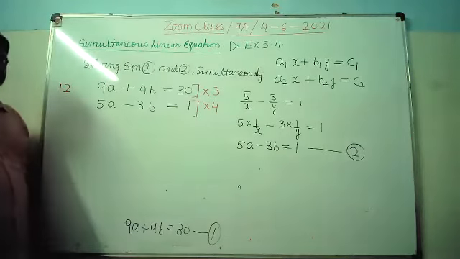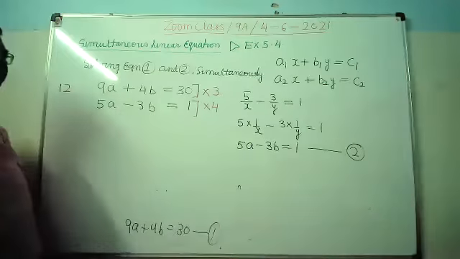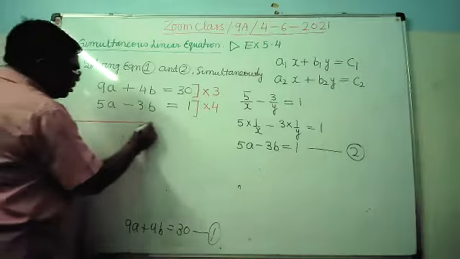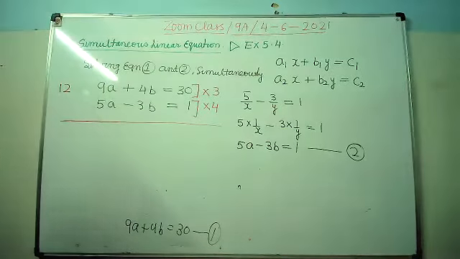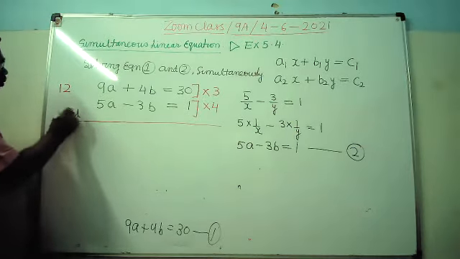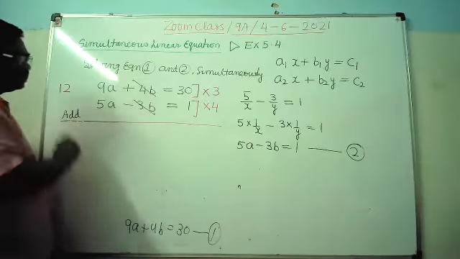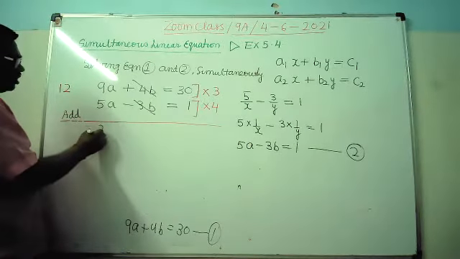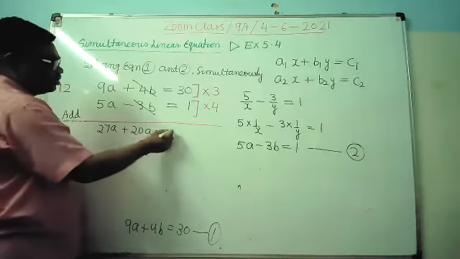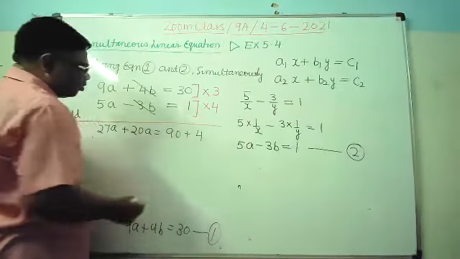So now 3 into 9 is 27a plus 12b, and 4 into 5 is 20a, 4 into minus 3 is minus 12b. Will you add or subtract? One has plus 12b and one has minus 12b. You will add them. Why add? Because both have opposite signs, so they will be cancelled. Now 27a plus 20a is 47a, equals 90 plus 4, that is 94.